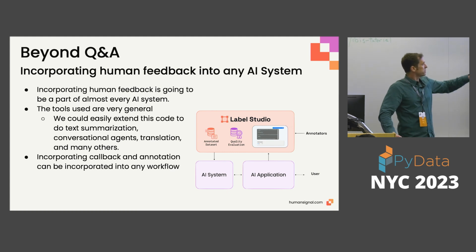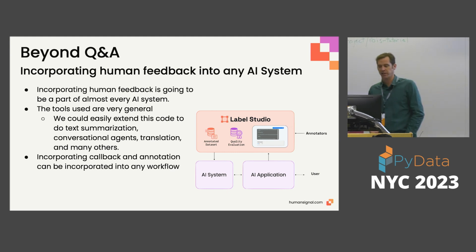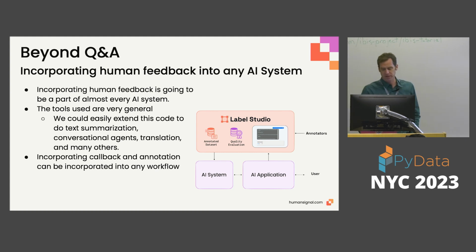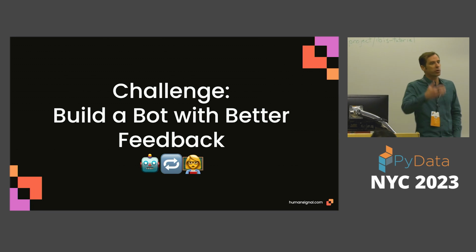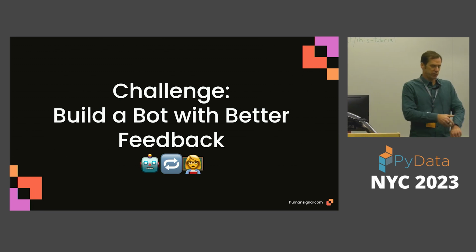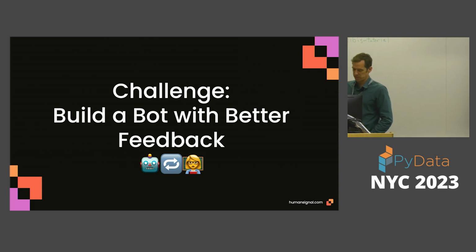So these are very general tools, not that much code, but you get a lot of power from it. This is a way that you can start introducing callbacks and annotation into a better workflow. The challenge is, if you work through the examples, and we have about 20 minutes left for this talk: how can you build a bot with better feedback? How can we incorporate better human feedback into the system?